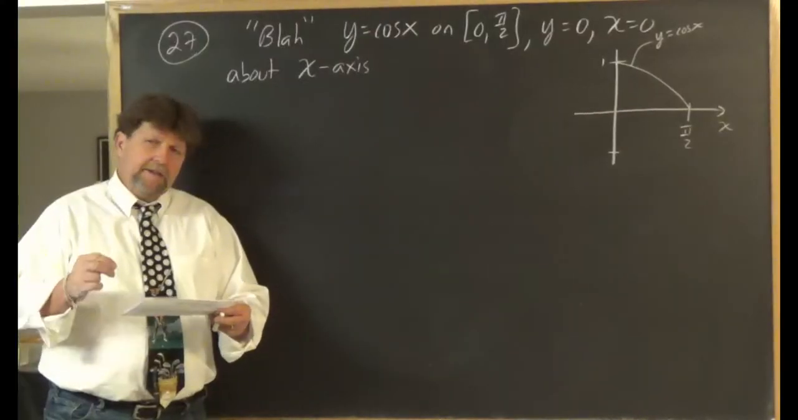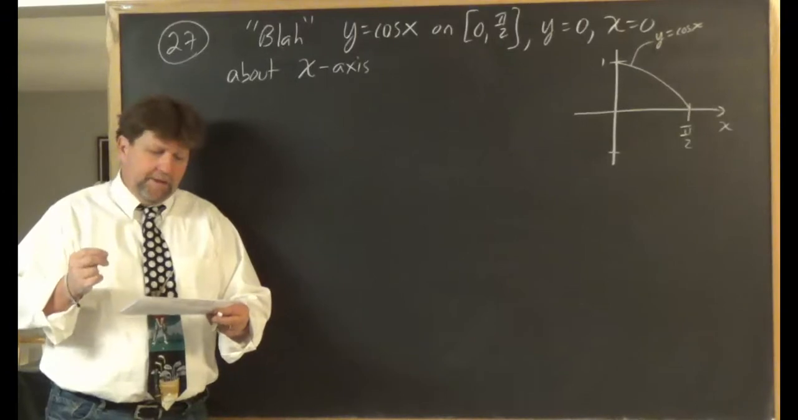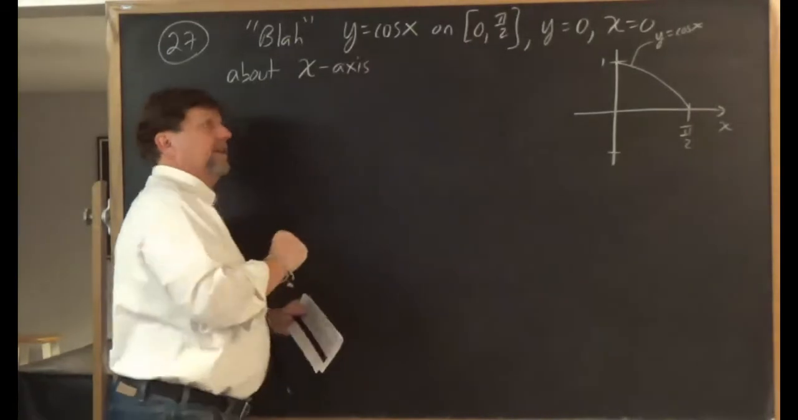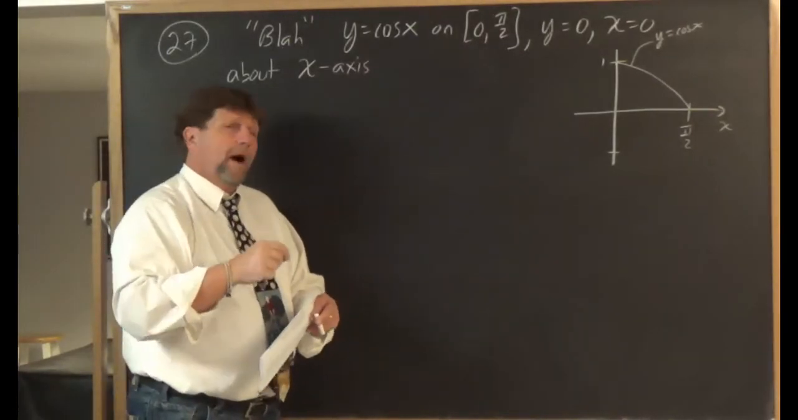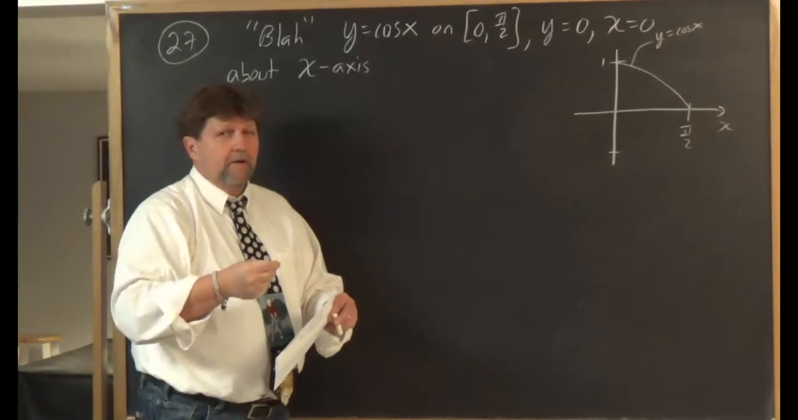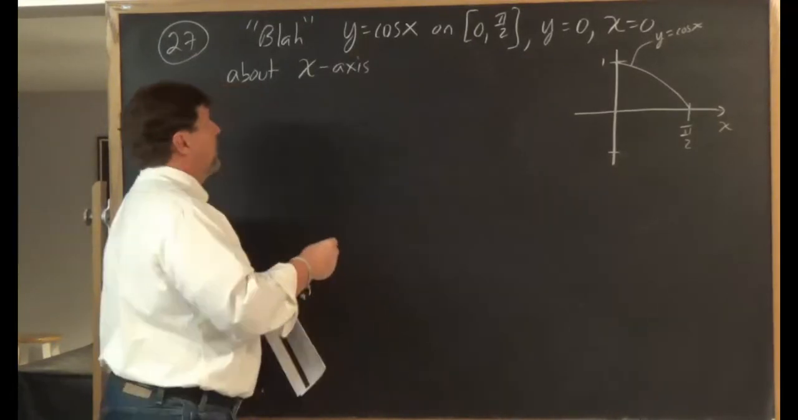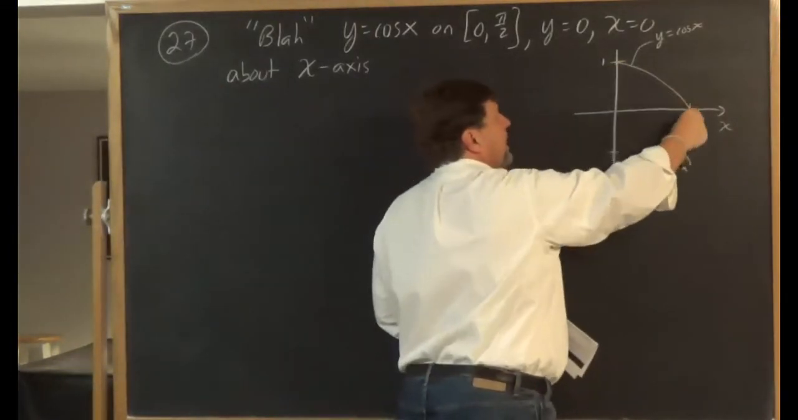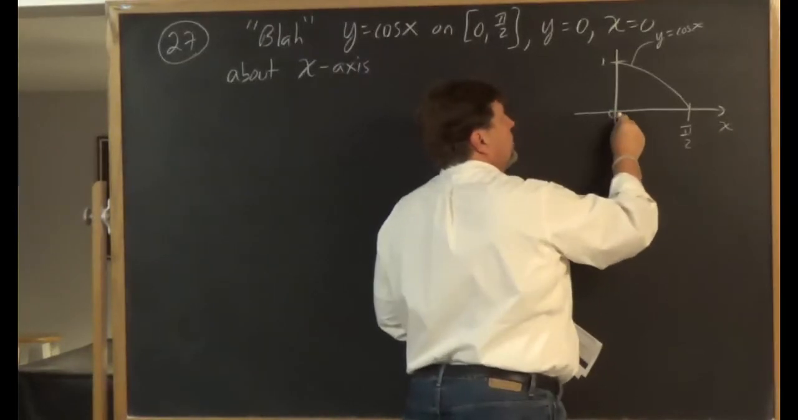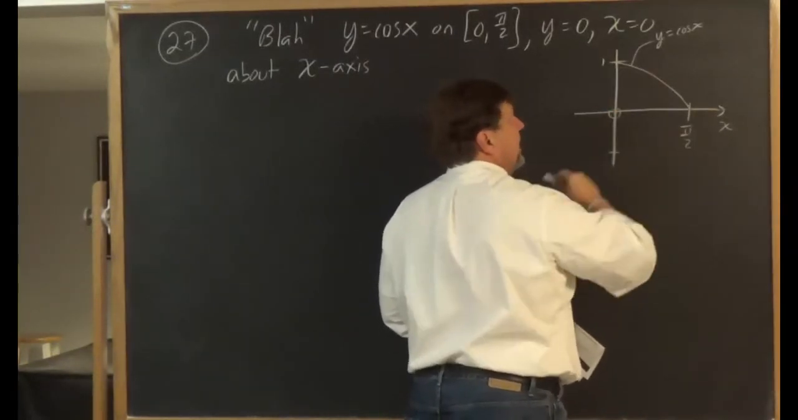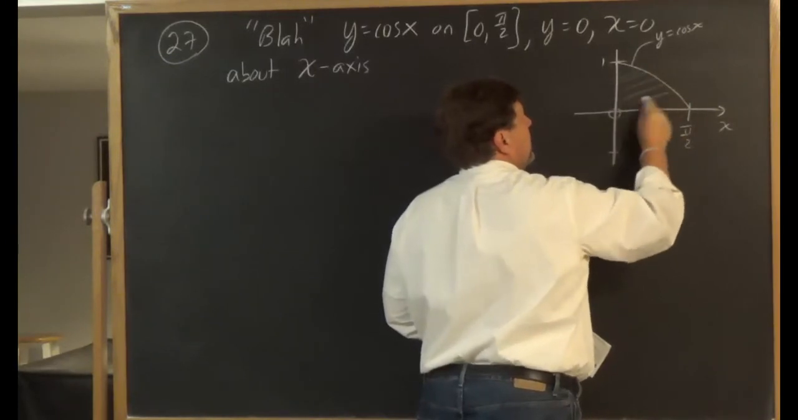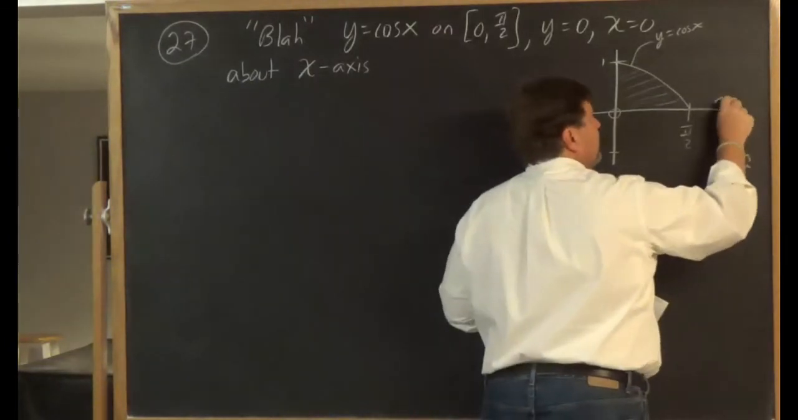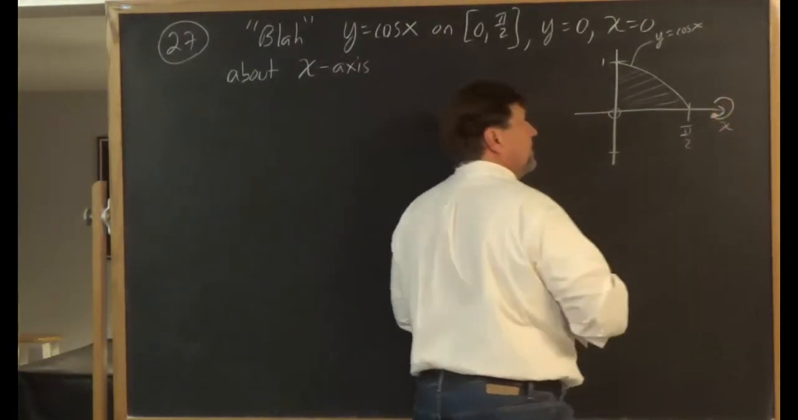All right, number 27, you're asked to find the volume of the solid formed by revolving the region bounded by the graphs of y equals cosine x on the interval 0 to pi over 2, y equals 0, x equals 0, the x-axis and y-axis respectively. We're going to revolve it about the x-axis. So here's the graph of cosine x, just on the interval 0 to pi over 2. Here's the y-axis, here's the x-axis. So it's this region that's bounded by those graphs. It's that region that's going to get revolved around the x-axis.